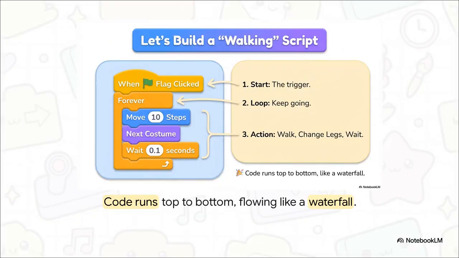Look really closely at how the code runs here. It goes top to bottom, flowing straight down like a waterfall. We start at the top with our yellow event hat, when green flag clicked. The moment we click that flag, the water flows down into our orange forever loop. Everything inside this loop is now going to repeat endlessly. So what's inside? First, our blue block, move 10 steps. Then the purple block, next costume, which swaps the picture of the cat so its legs alternate. Finally, an orange control block, wait 0.1 seconds. If we didn't have that wait block, the computer would process these steps so incredibly fast that the cat would just look like a blurry speed demon. This waterfall logic right here, this is the heart of all programming.